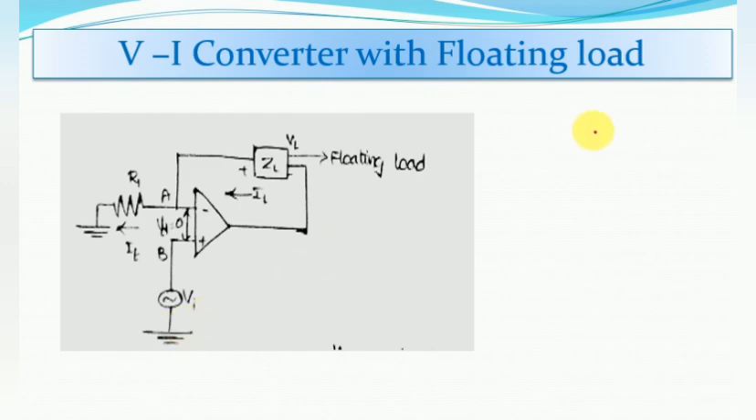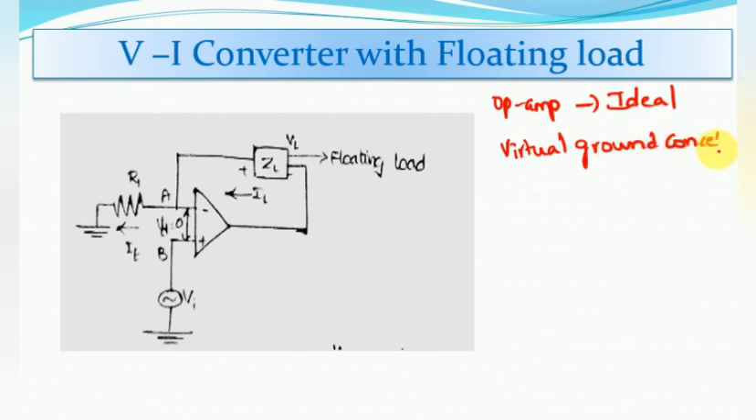Okay, for mathematical analysis we are making the assumption that the op amp is in ideal condition. So if the op amp is ideal, we can easily apply the virtual ground concept. As we know, the virtual ground concept is nothing but the currents entering at the op amp terminals are zero. And also the difference voltage Vd is 0.